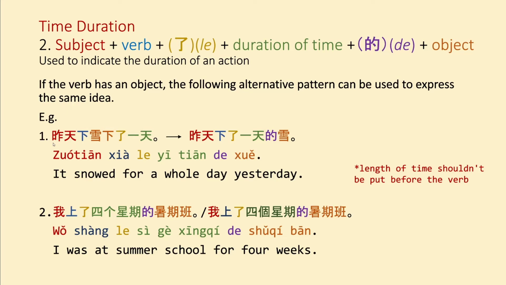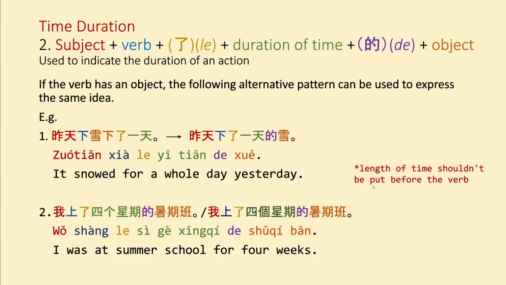So in the previous slide, we said 昨天下雪下了一天. However, using this second time duration grammar pattern, you can instead say 昨天下了一天的雪. It snowed for a whole day yesterday. So you're saying exactly the same thing. It has the same meaning. The structure and the wording is just different. The second example, 我上了4个星期的暑期班. I was at summer school for 4 weeks.